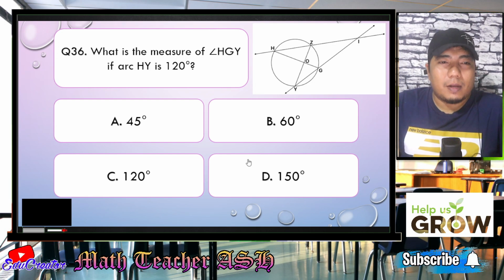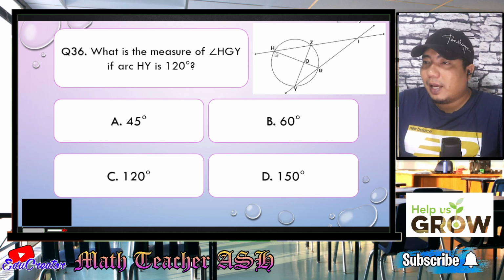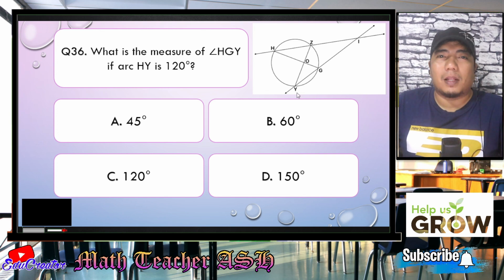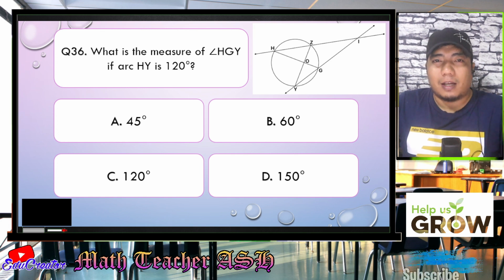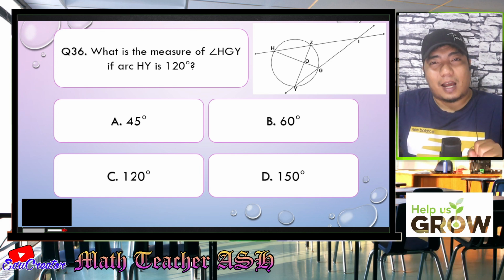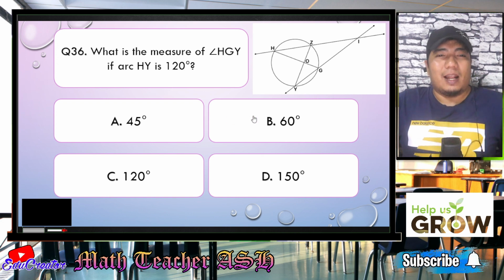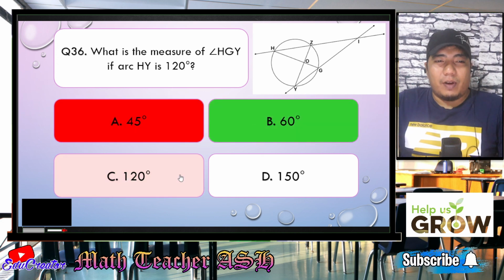All right, my dear math learners. HGY, where is that? It is an inscribed angle here. The question is, what is the measurement of the inscribed angle if HY is 120 degrees? That is very easy, because the intercepted arc is twice as much as its inscribed angle. To get the measurement of the inscribed angle, you divide the intercepted arc by 2. So 120 divided by 2, the correct answer is letter B. Easy, right? Very easy, my dear math learners.